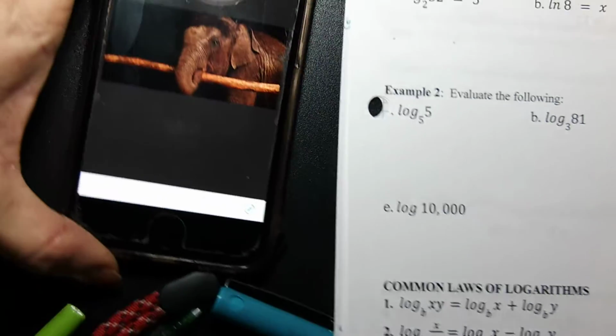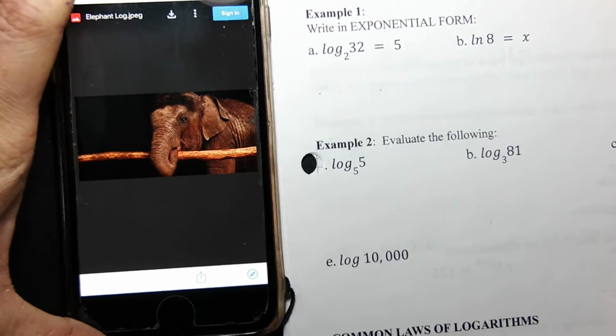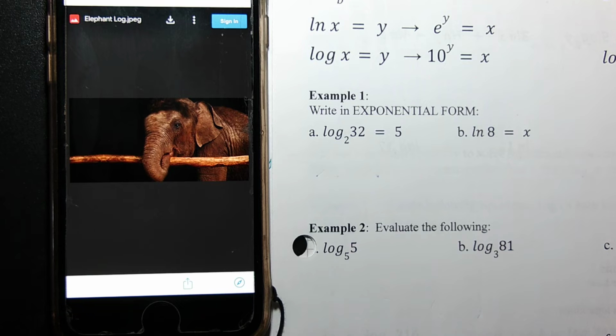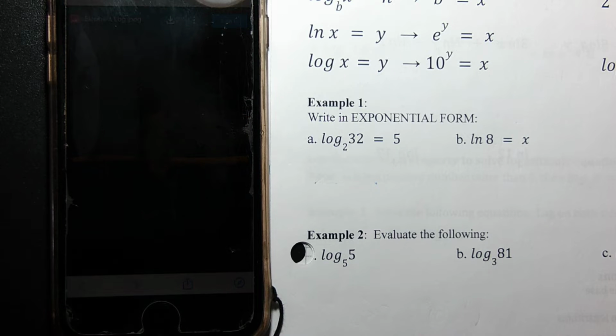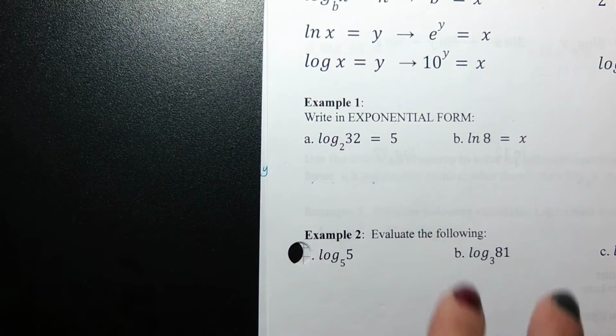Right, folks, so this elephant holding this log in his trunk is going to help us figure out how logs are a way of rewriting exponential form. Now, exponential form, we're pretty familiar with the parts. We've got the base, we've got the exponent, and then we're going to call what it's equal to the answer.